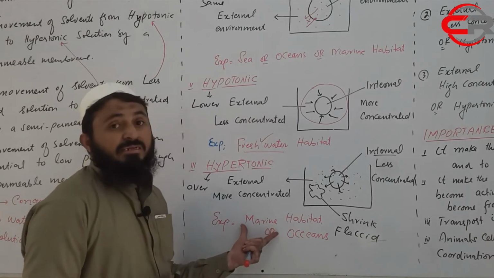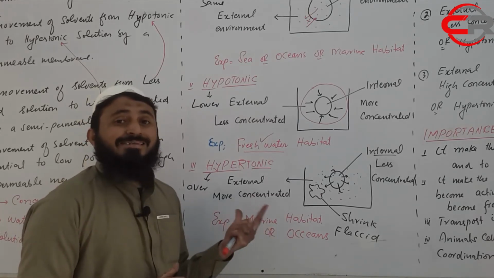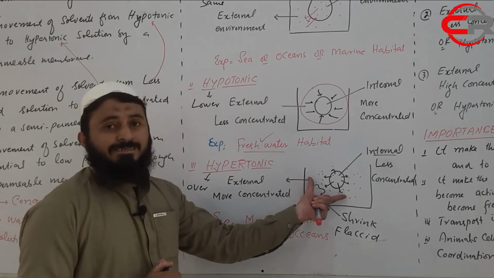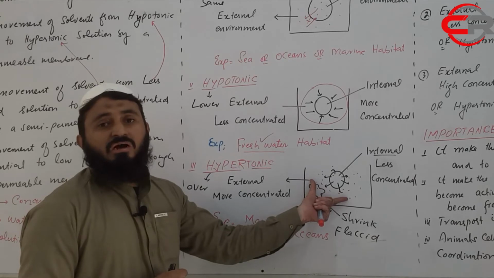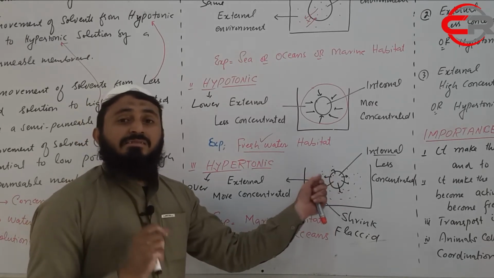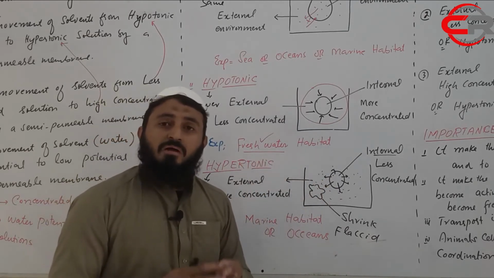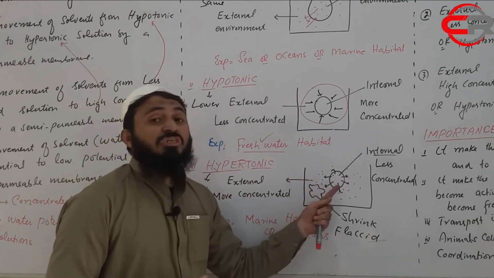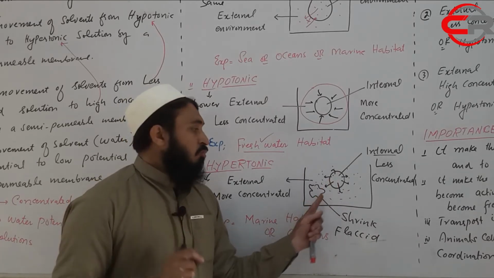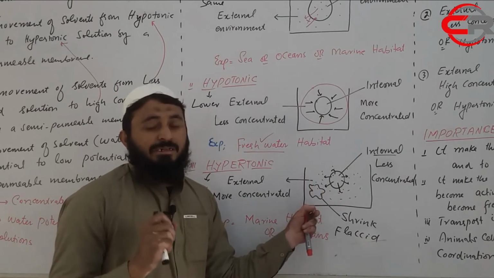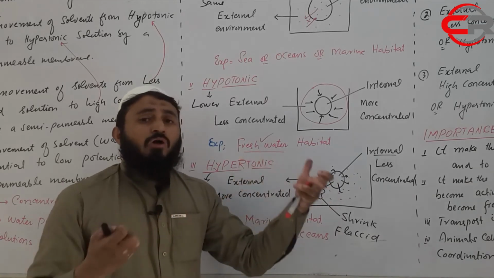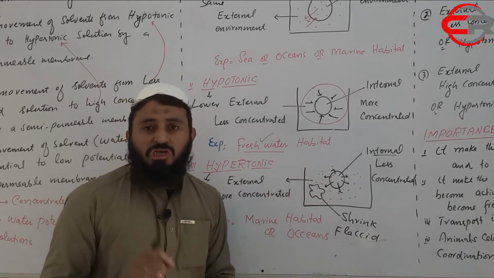For example, the marine habitat. In the marine habitat, there are certain areas where the external medium is much more concentrated due to a high concentration of salts, compared to the internal medium of the organism. So here if a fish is found, these fishes contain a lot of water inside while the outside contains less water. Therefore the water will come out from their body, which causes the shrinkage of that organism.